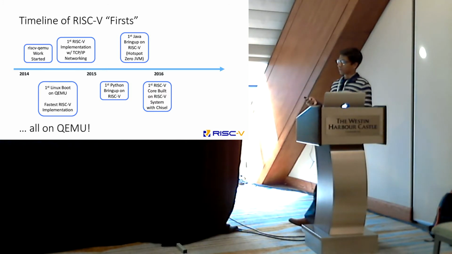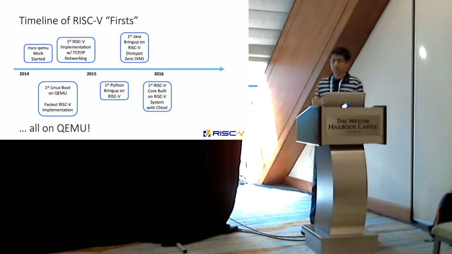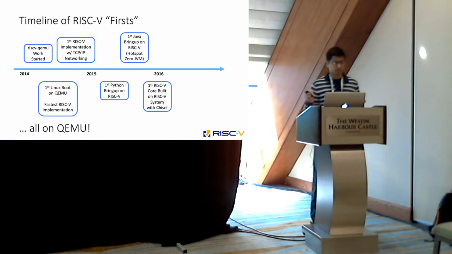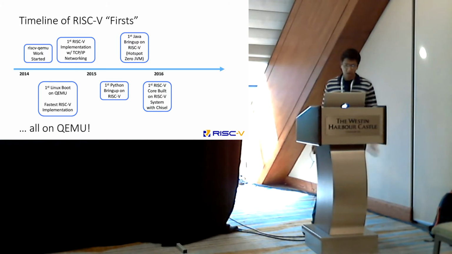Then it was also the first RISC-V implementation that had TCP/IP networking. So we had VirtIO networking devices. You could SSH into this. You could interact with a GUI on top of Linux running through VNC and stuff like that.